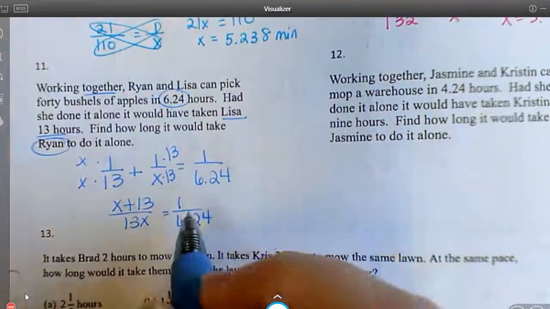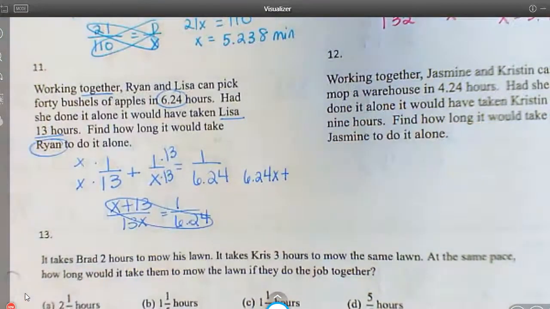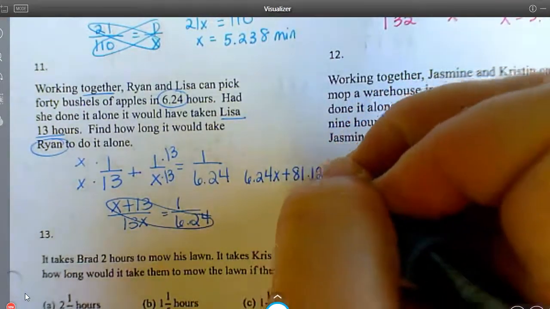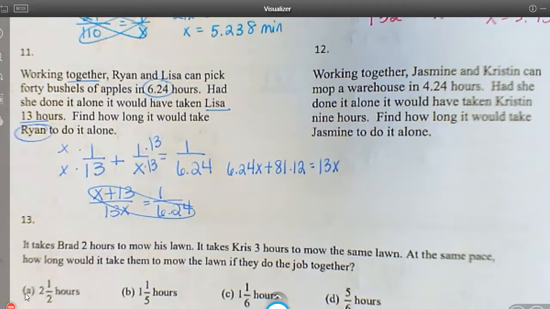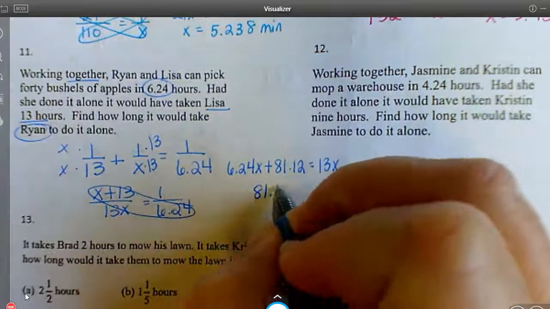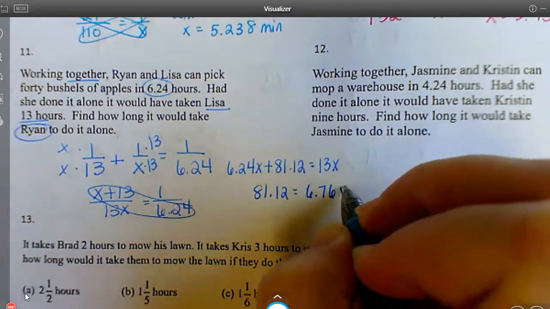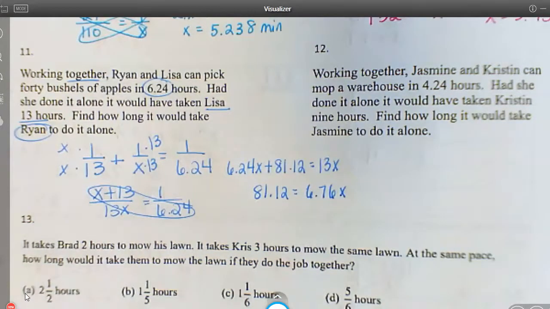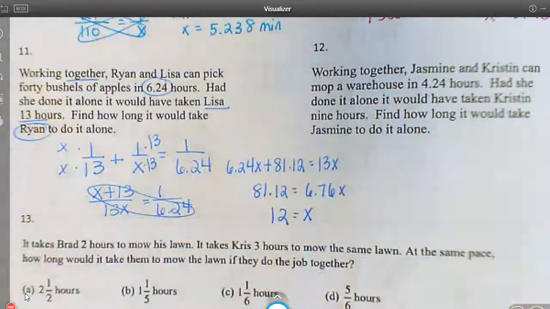And it's going to be weird decimals, but it's okay. 6.24 times both of those, so that's 6.24x plus 13 times 6.24. And that equals 13x. I would take 13 and subtract off that 6.24 to get it together on one side. So 81.12 equals 6.76x. Divide 81.12 divided by 6.76. And it came out to a nice answer with all kinds of decimals throughout the problem, but it came out to be 12.